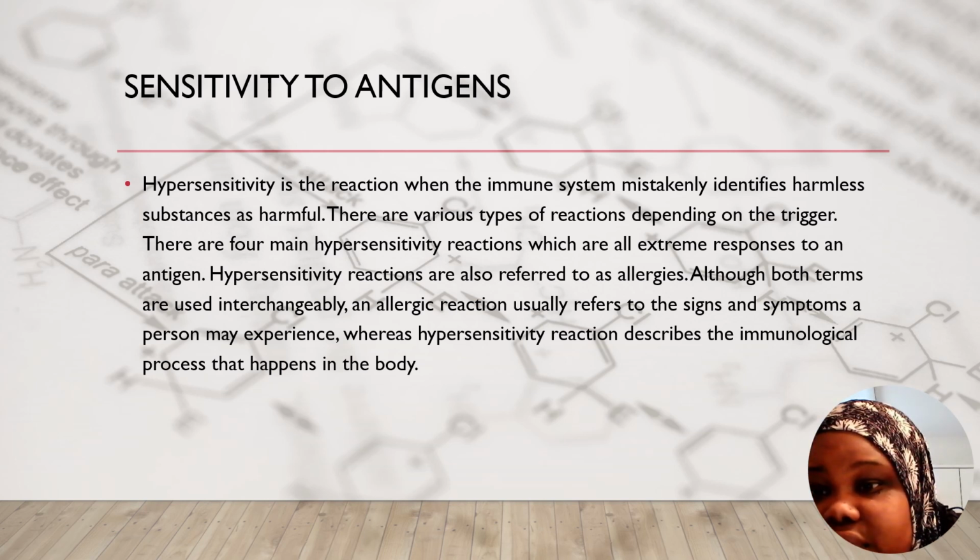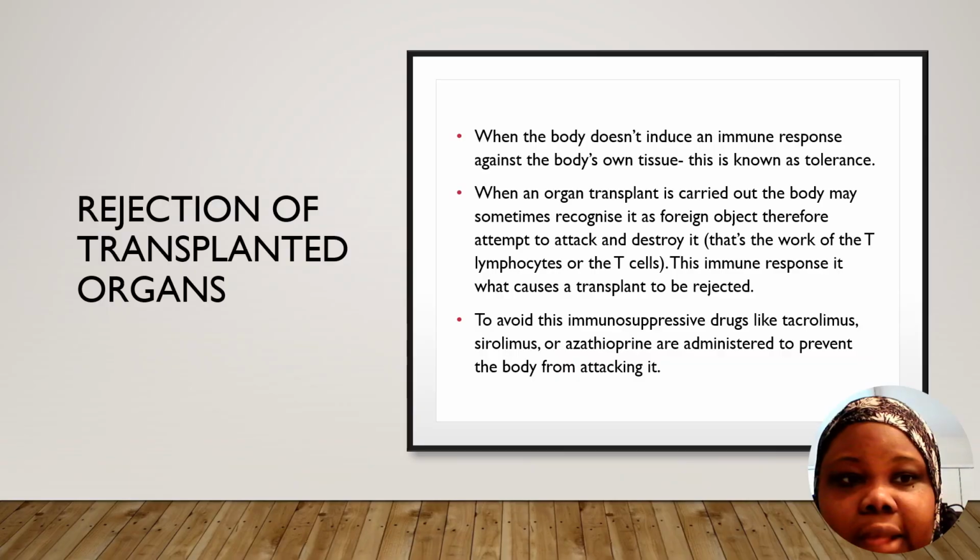The antigens and antibodies form complexes. Then there is rejection of transplanted organs, which occurs when the body does not induce an immune response against the body's own tissue. This is known as tolerance.